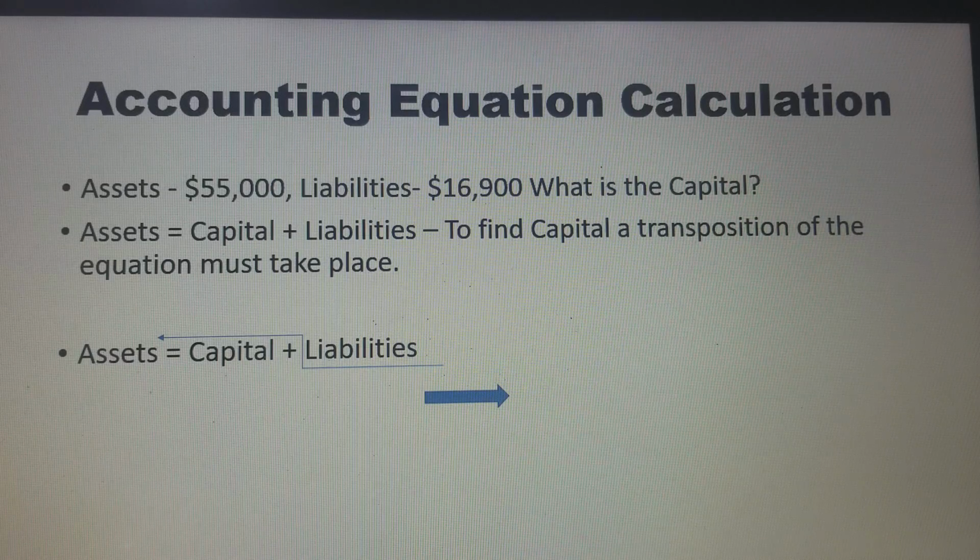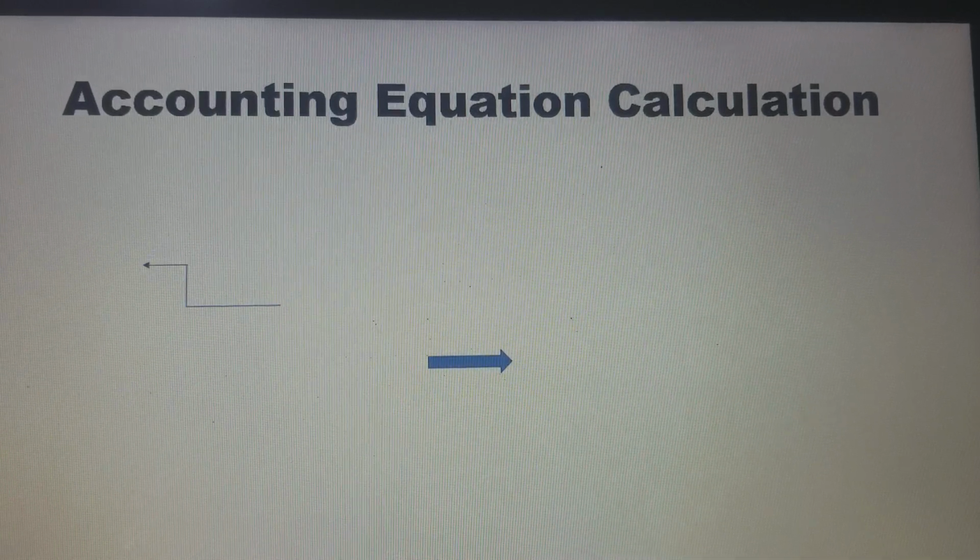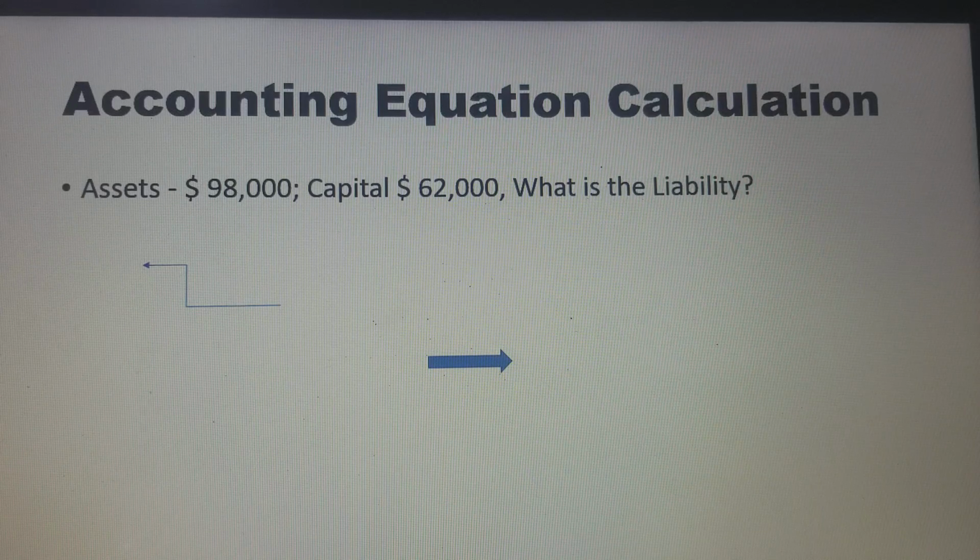Now, the idea in formulas, when you're moving a positive item over to the next side, it will become a negative item. If you're moving a negative item over to the next side in the equation, it becomes a positive item. So that is why when we move the liability, it is asset minus liability equal to capital. Therefore, if we plug in the values, the asset of $55,000 minus the $16,900, we'll get the capital of what? $38,100.